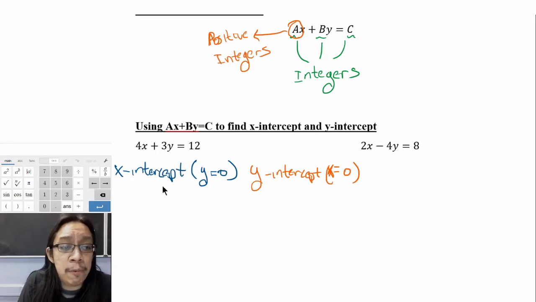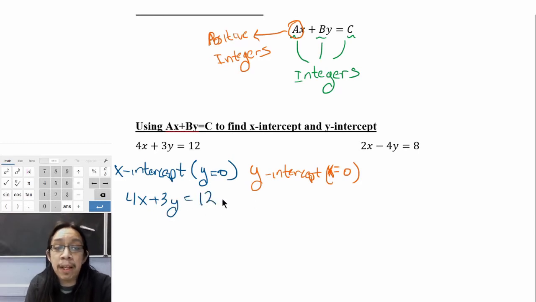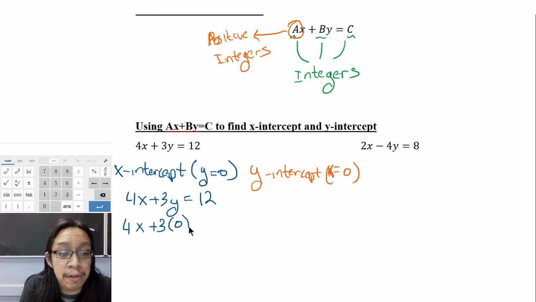So let's say that we wanted to start looking for the x-intercept for this particular equation. Well, let's go ahead and start by writing this equation down one more time: 4x plus 3y is equal to 12. Now, if we wanted to find the x-intercept, we're going to substitute the y variable in the equation with the number 0. So it'll look something like this: 4x plus 3, and we're plugging in that 0, so parentheses 0, is equal to 12.